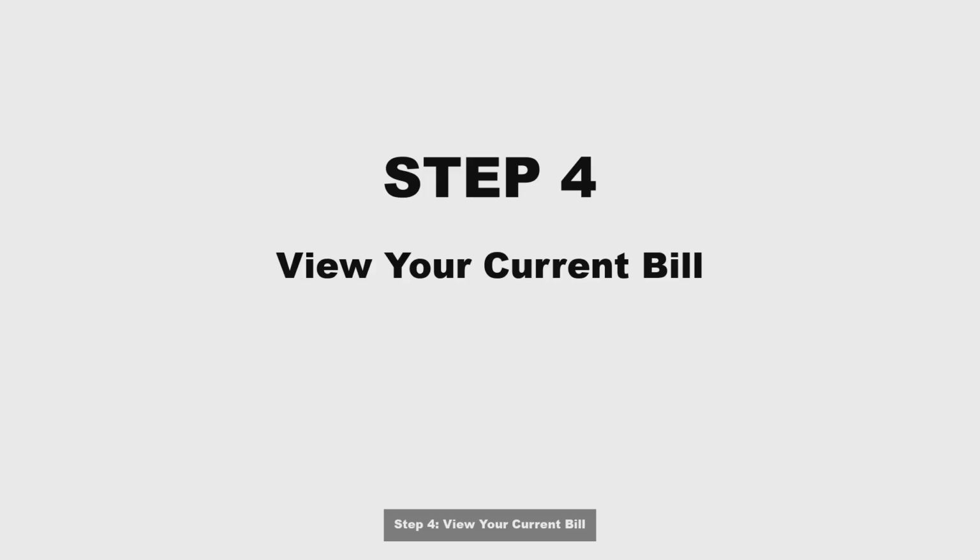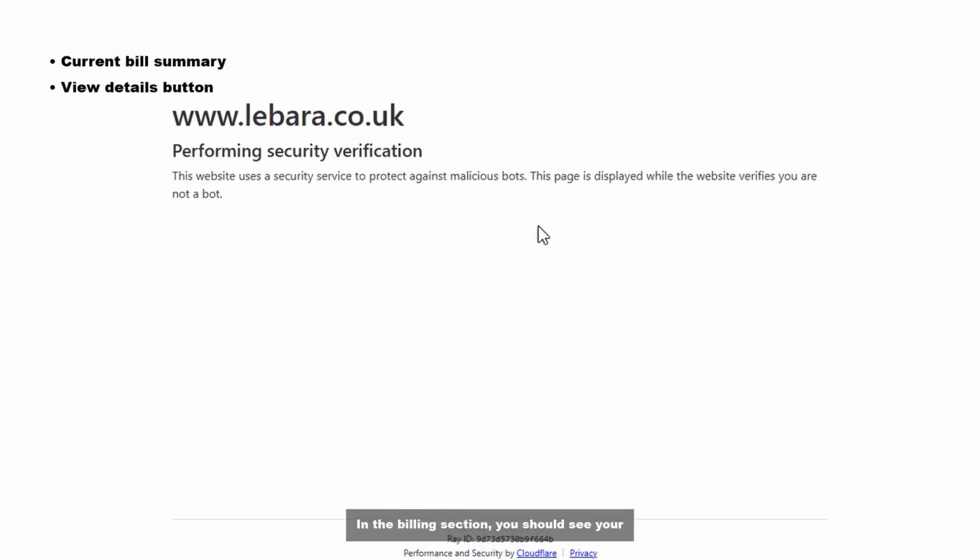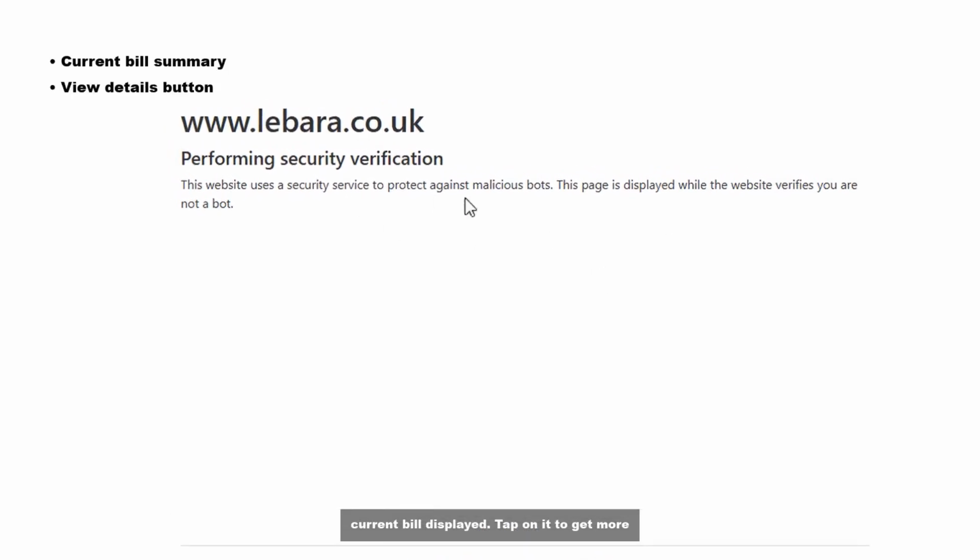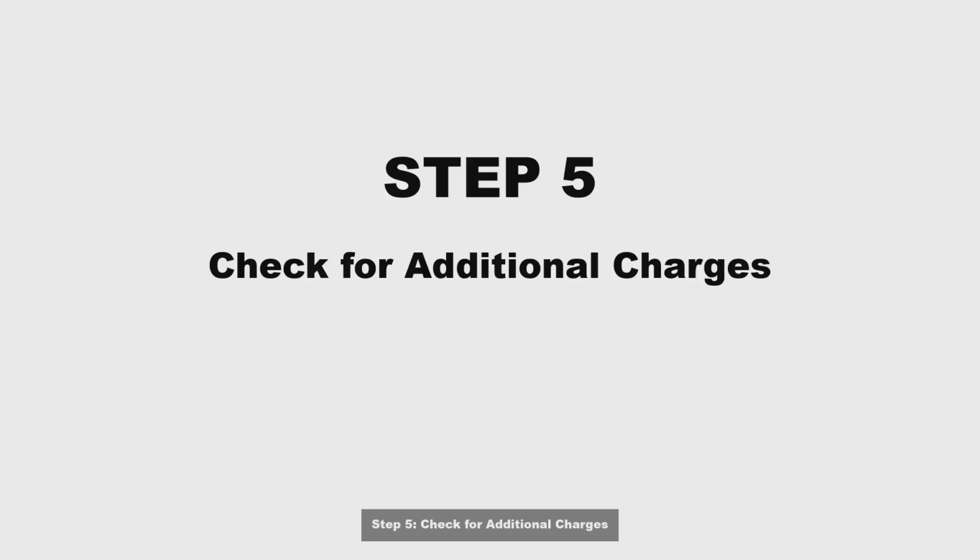Step 4. View your current bill. In the billing section, you should see your current bill displayed. Tap on it to get more details, including usage and charges.